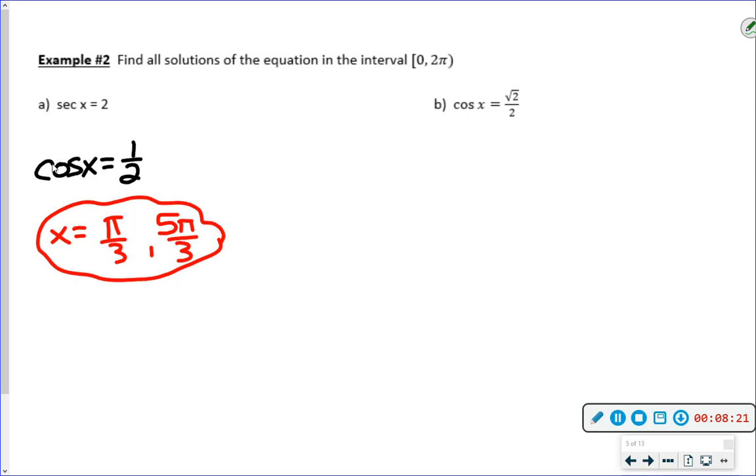Cos x equals root 2 over 2. Look at the triangle. Give me them in radians. Pi over 4. Where else do you see square root of 2 over 2? 7 pi over 4. I got there. Any questions on those? I'm happy to click to the circle if you need.